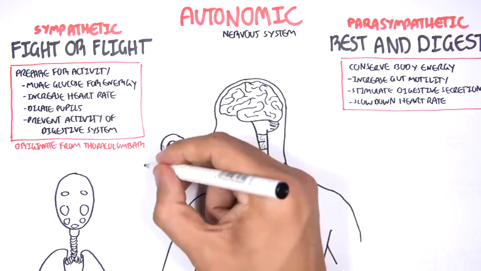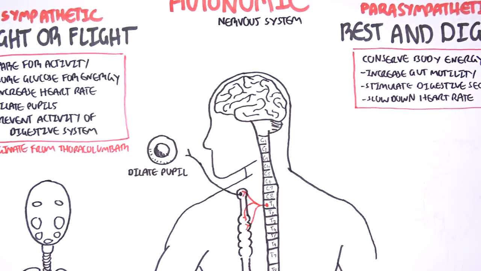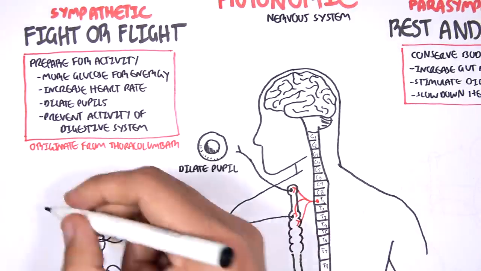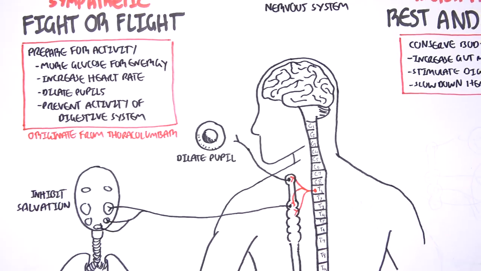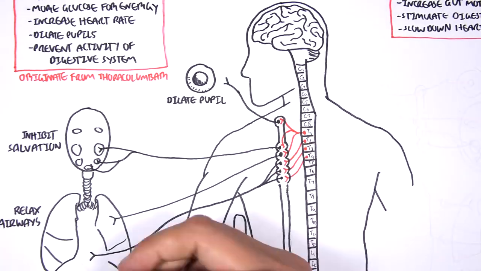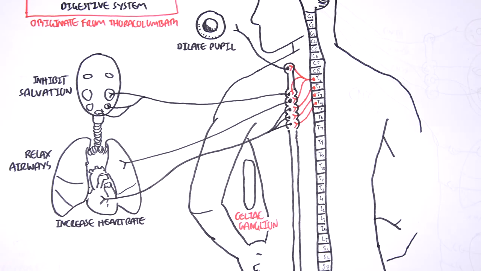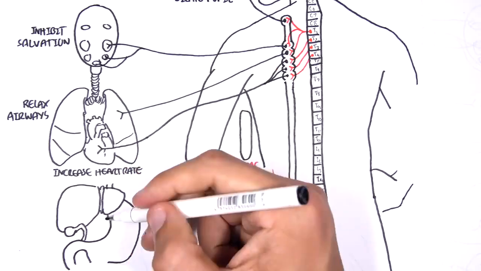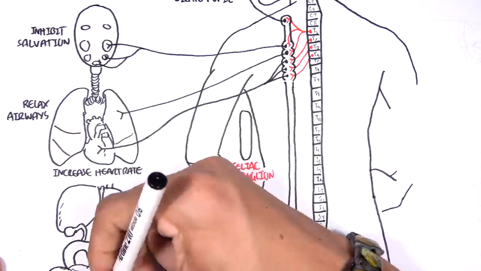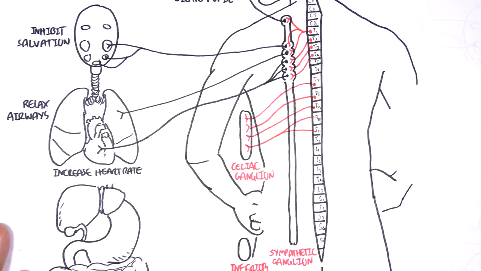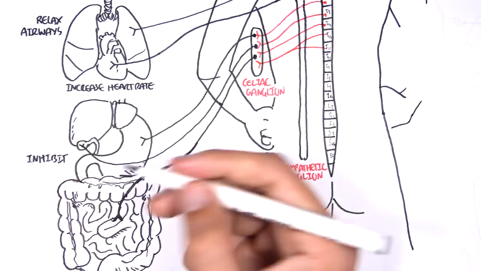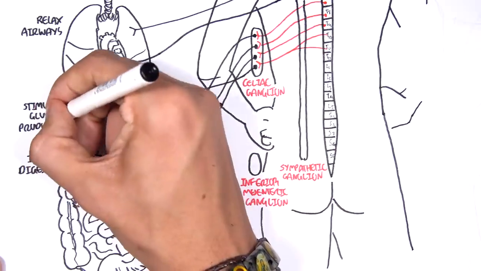So sympathetic activity will target the pupils, for example, causing the pupils to dilate for greater vision. It will also target the salivary glands, inhibiting salivation. Sympathetic activity will relax your airways and increase the heart rate. And this is normal during activity. Preganglionic neurons that will target the abdominal cavity will synapse in the celiac ganglion, and these postganglionic neurons will then target the digestive organs to inhibit digestion. It will target the liver to stimulate glucose production.